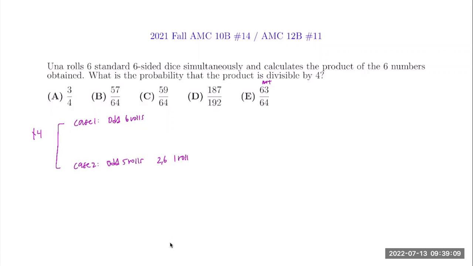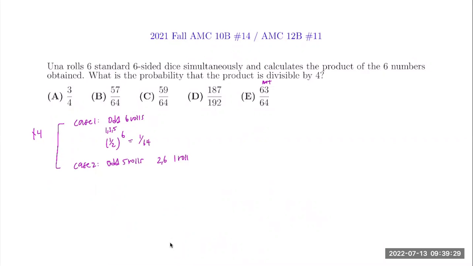Let's see what the probability of each case is. First off, the odd numbers in a 6-sided die are 1, 3, and 5. So the probability of rolling an odd number is 1/2. And since there are 6 rolls, we put it to the 6th power. And that is equal to 1/64.